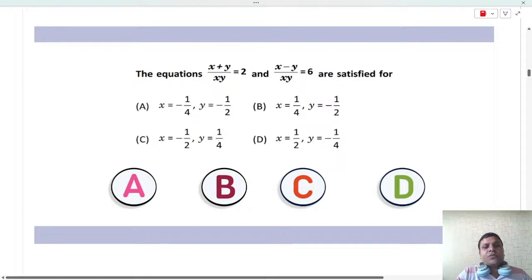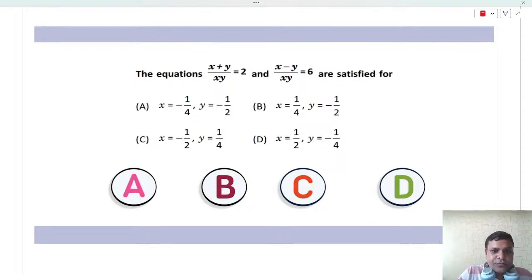The next is (x plus y) upon y is equal to 2, and (x minus y) upon xy is equal to 6. Are satisfied for. So there are two equations, you have to simplify these two equations. (x plus y) upon xy is equal to 2, (x minus y) upon xy is equal to 6. There are two equations. So what will be the... Kirat, which one? First question or second question? Kirat, which question are you talking about? Question number one or question number two?